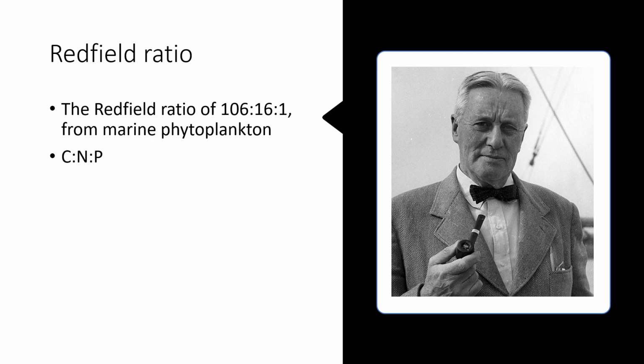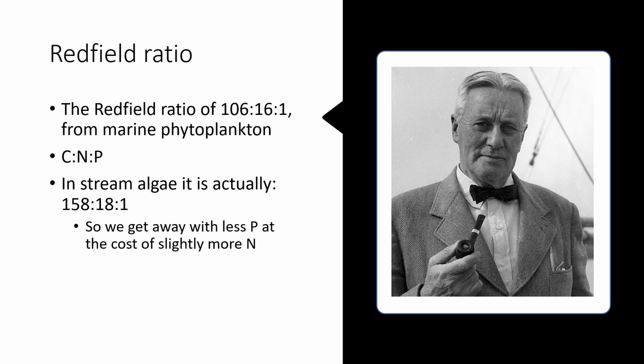And marine phytoplankton, you may say to yourself, well, these are not what we deal with. We're not talking about marine phytoplankton. We're talking about stream phytoplankton. Well, those are very, very similar. When you look at stream algae, it turns out they're very close, although we tend to have more carbon and slightly more nitrogen than you would find in a marine phytoplankton. So we tend to have 158 carbon to 18 nitrogen to 1 phosphorus. And another way you might think about this is in streams, we're going to get away with doing slightly less phosphorus, but it's going to come at the cost of requiring more nitrogen and more carbon.